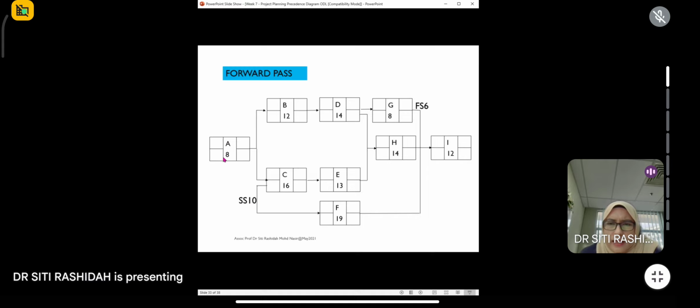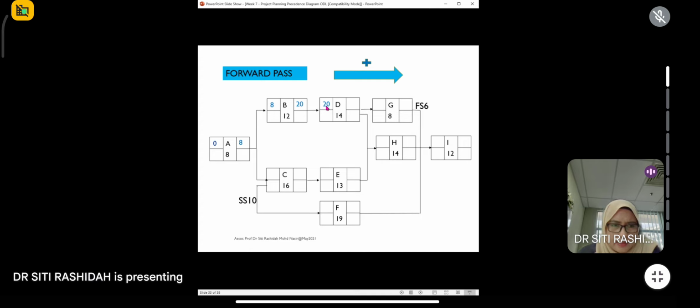Okay, we start with the forward pass. As you know, in the forward pass you have to add. We start with zero here. Zero plus 8, we put 8 here. Now we have 2 activities after A, which are activity B and activity C. So you just transfer the 8 here. 8 plus 12 is 20. Okay, so now it's 20.